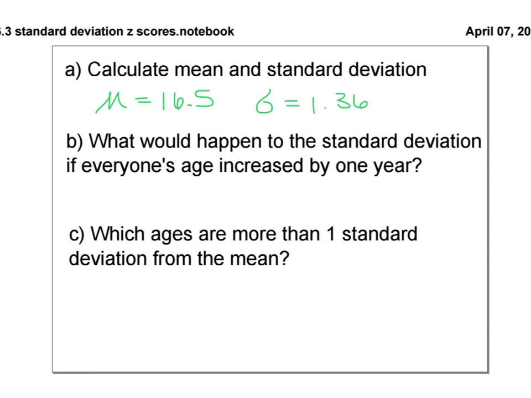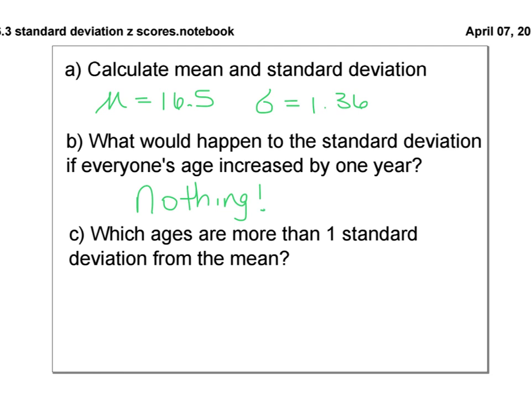So hopefully you can find a way to do that on your calculator. What would happen to the standard deviation if everyone's age increased by 1 year? It's actually going to do nothing. Nothing would change. Your standard deviation is how far your data spreads out around your mean. So in this case, everything would change proportionally, so nothing would actually happen. Your standard deviation would be the same.